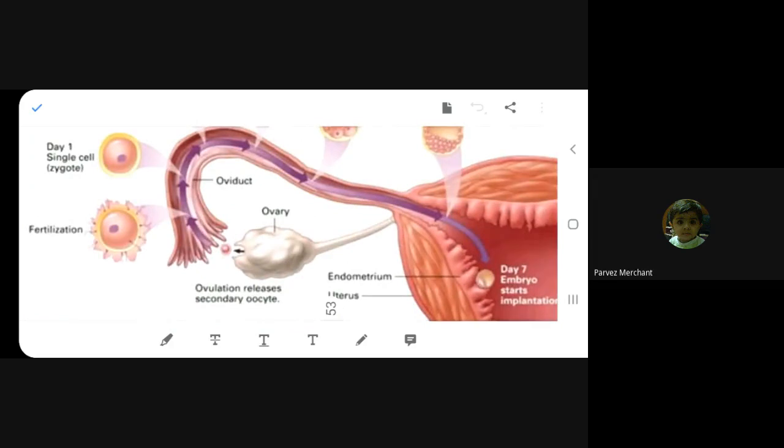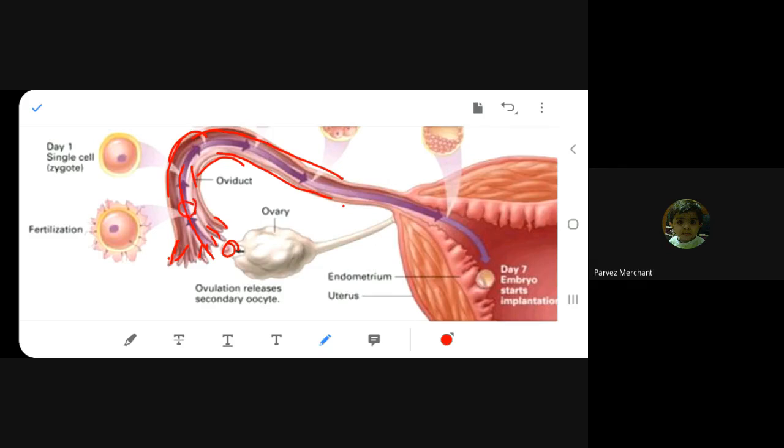Now what is the second step? This ovary will be taken up by the finger-like projections of the oviduct. Can you see this? This is the oviduct. These finger-like projections of the oviduct pick up the ovum or the egg, and then it travels up. You see this over here? It travels up.